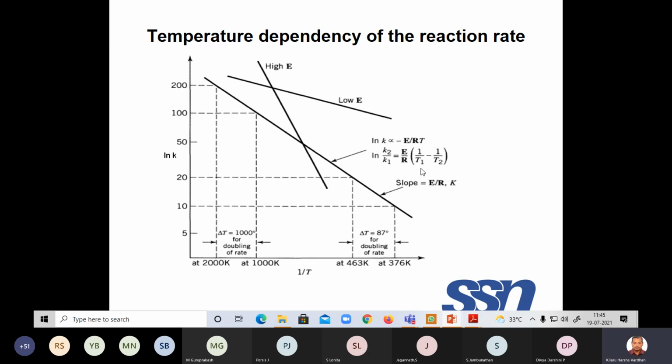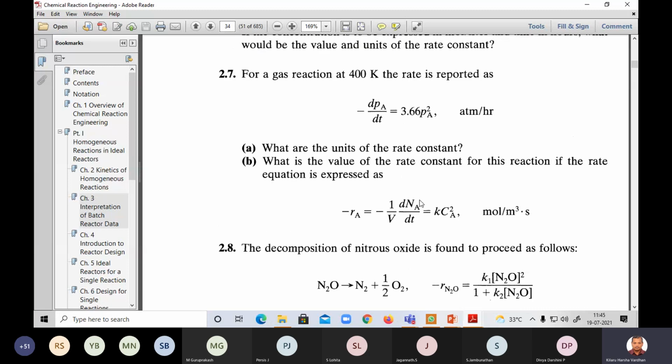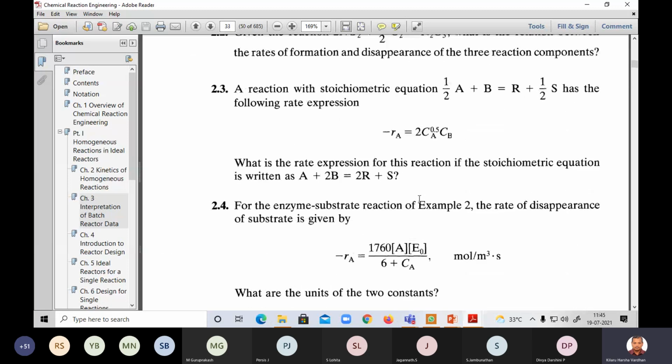Any doubt here? No, sir. Can we do a problem now based on that? We'll do some problems now based on this equation. I'll show you some problems.